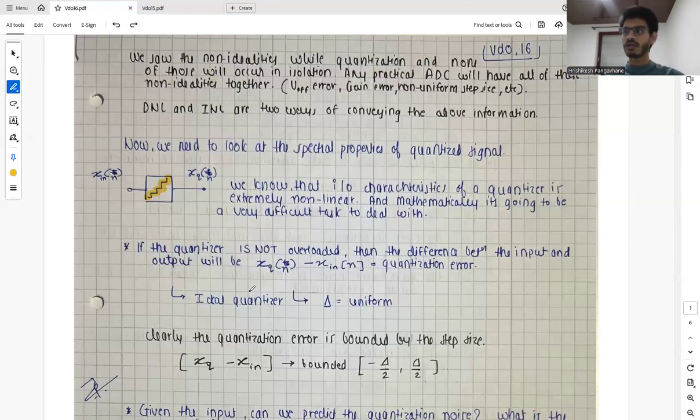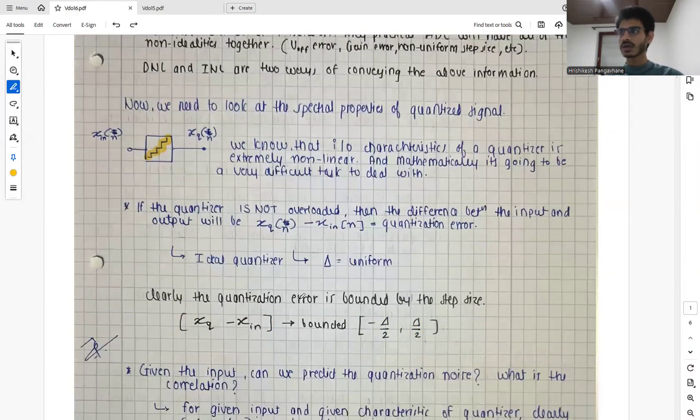So we have an ideal quantizer over here, and we have the step size uniform. And when we consider or assume this to be true, then only do we say that xq minus xn is our quantization error. So clearly the quantization error, if these conditions are satisfied, is bounded by a step size. So this is the error which is bounded by minus delta by 2 to delta by 2, where delta is our step size.